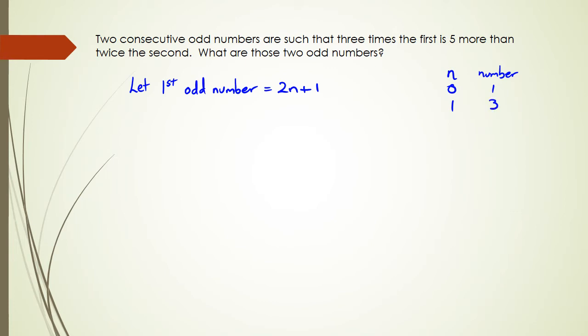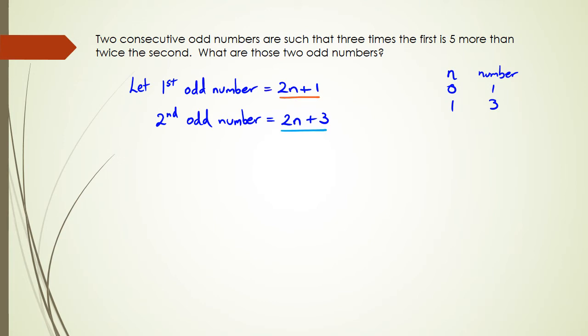So if the first odd number is 2n plus 1, then we can say that the second odd number is going to be 2n plus 3, because between every two consecutive odd numbers, there's 2. Alright, so we've got our second odd number and we have our first odd number.